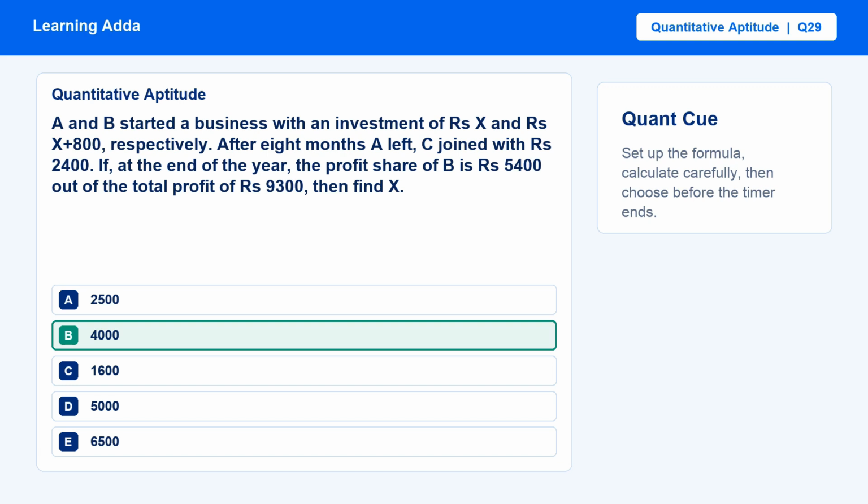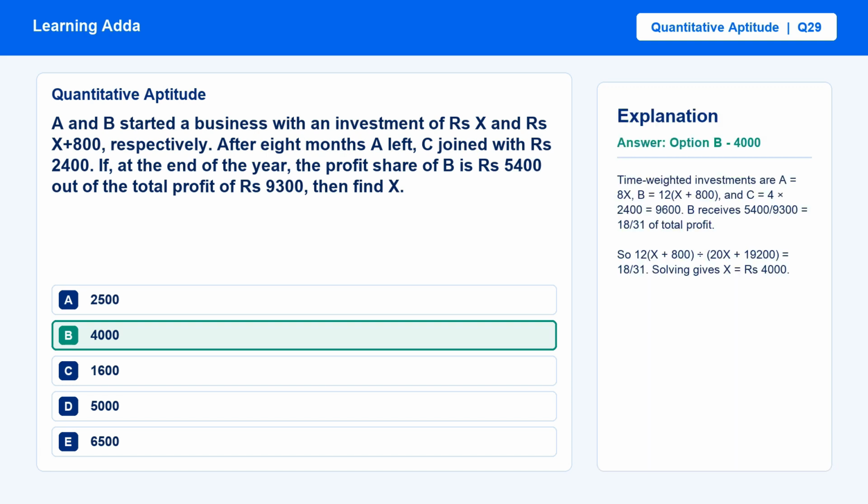The answer is option B, 4000. Time-weighted investments are A is equal to 8x, B is equal to 12 times (x plus 800), and C is equal to 4 multiplied by 2400, which is equal to 9600. B receives 5400/9300, which is equal to 18/31 of total profit. So 12(x plus 800) divided by (20x plus 19200) is equal to 18/31. Solving gives x is equal to rupees 4000.